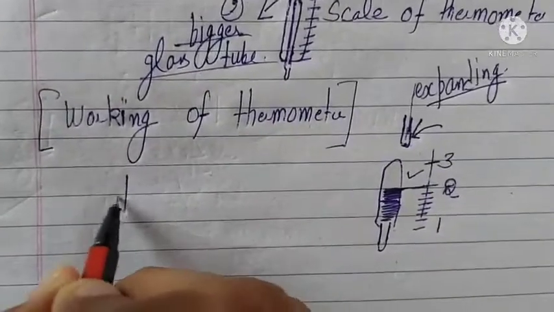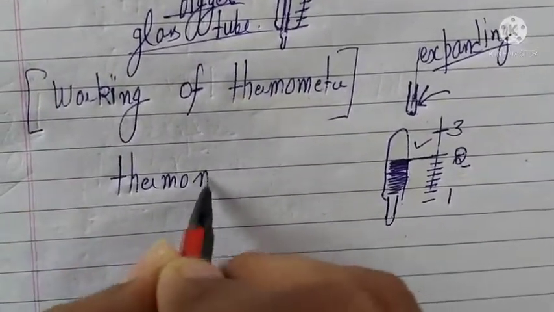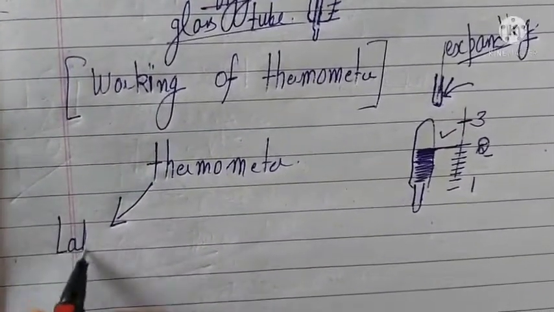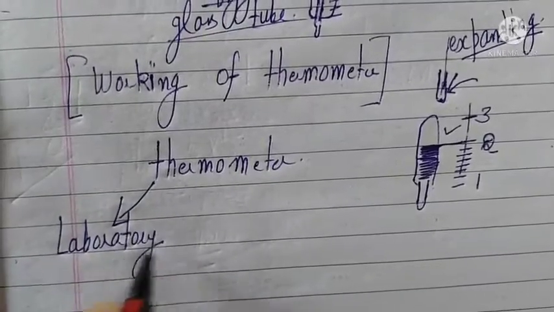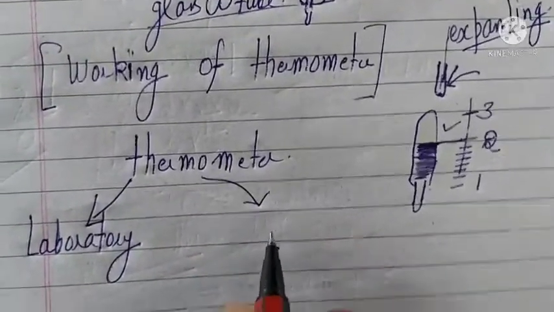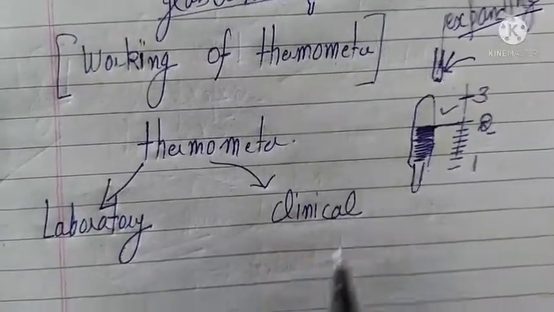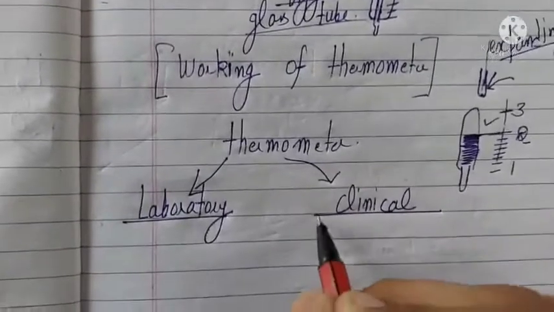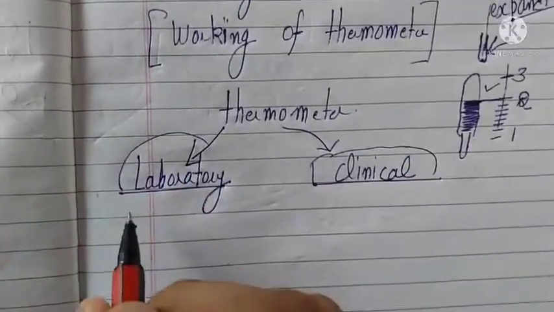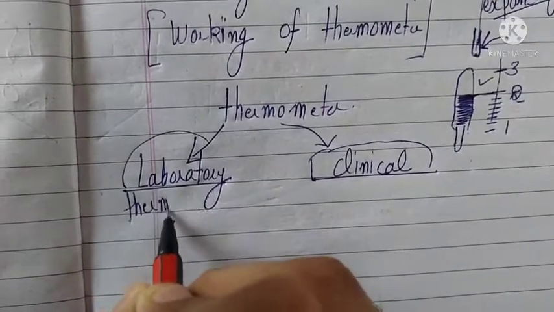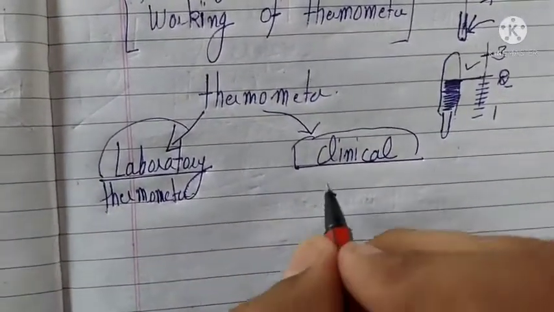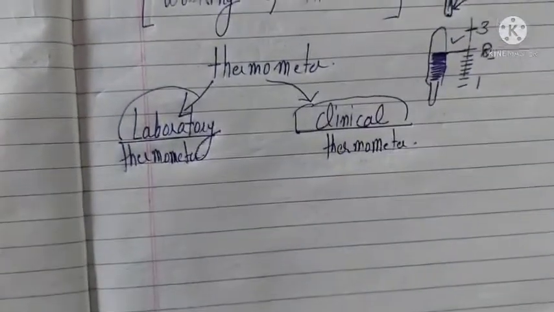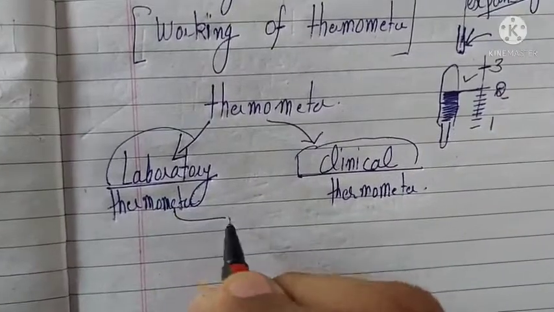So there are two thermometers that we are going to discuss today. One is a laboratory thermometer, and one is a clinical thermometer. There are small differences in the manufacturing or in the physical appearance. Okay, so first we will discuss the laboratory thermometer.